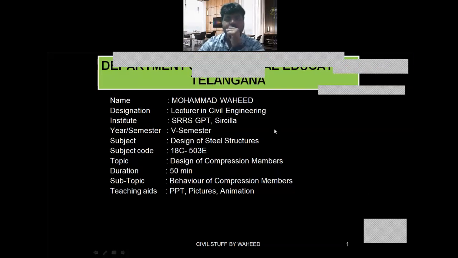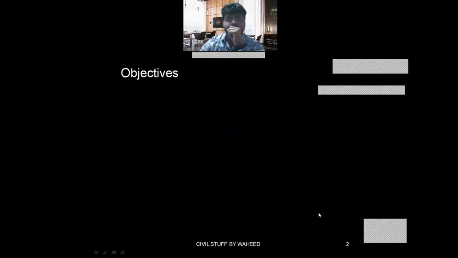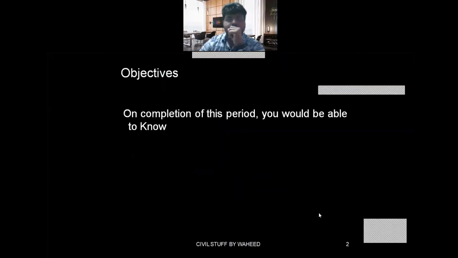Yes, today from the design of compression members, second chapter, we are going to learn about the behavior of compression members. How the compression members will behave under the loading or without loading. We'll see now. Okay, so this is our topic: behavior of compression members.